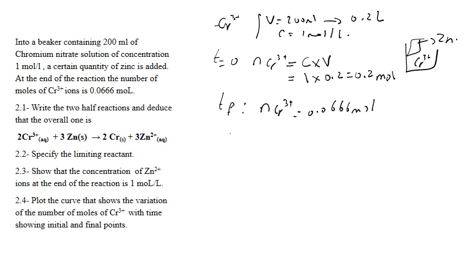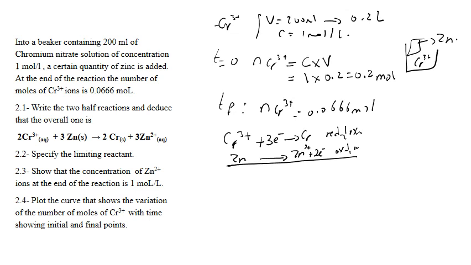The two half reactions: first, Cr3+ can gain 3 electrons to become Cr. Since we have gaining of electrons, it is the reduction half reaction, while zinc will lose 2 electrons to become Zn2+, so it is the oxidation half reaction. Before adding the two reactions, we should multiply the reduction half reaction by 2 and the oxidation half reaction by 3, so that the number of electrons are equal, and by adding them we get the overall equation.